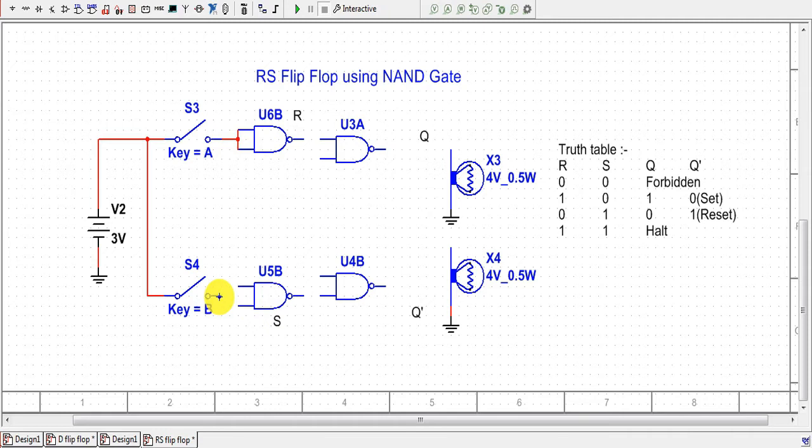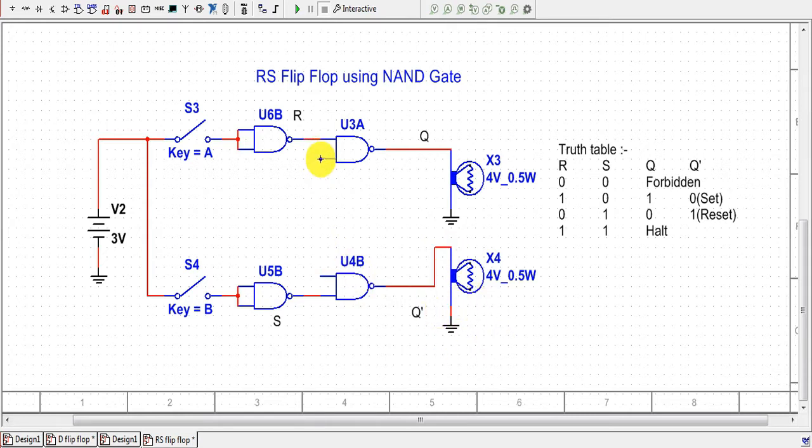Now similarly we will connect terminal B to the input terminal of the second NAND gate, and also short both the terminals to make it into a NOT gate. Now the output of the first NAND gate is connected to the input of the third NAND gate, and the output of the second NAND gate is connected to the input of the fourth NAND gate. Now the output terminal of the third NAND gate is connected to one terminal of a bulb, and the second terminal of the bulb is grounded. The output terminal of the fourth NAND gate is connected to one terminal of a bulb, and the second terminal of the bulb is grounded.